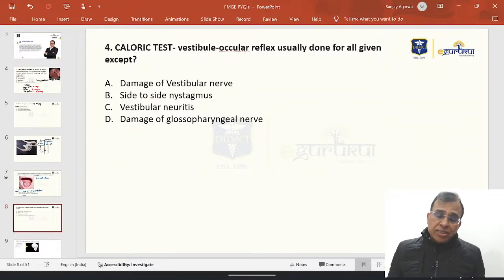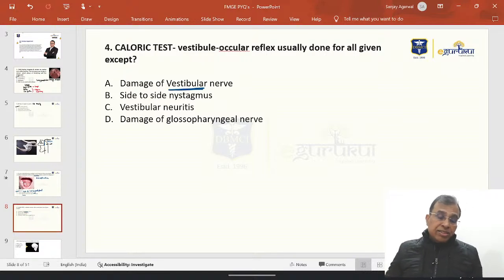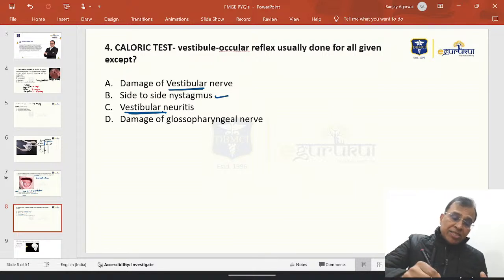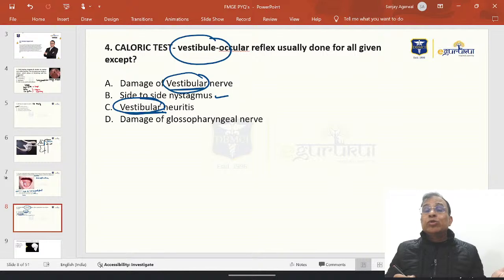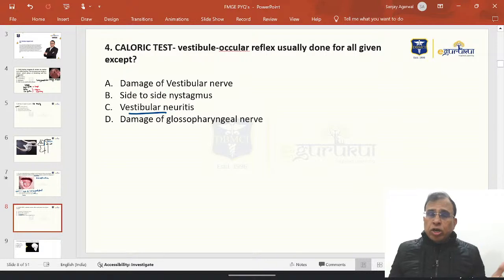So which of the following conditions is a condition where vestibular reflex or caloric test is not indicated? Is it damage of the vestibular nerve? If the word is vestibule, then obviously you have to do this test. Then side-to-side nystagmus is true. As I told you, when you stimulate the caloric test, the patient begins to have side-to-side nystagmus. That is also true. Vestibular neuronitis, again the word vestibular is there. So because it is a vestibulo-ocular reflex, from this name we can know that this must be one of the conditions where you do this test. The name of the disease has this word vestibular, and nystagmus we all know is what we see during a caloric test. It's a very common knowledge.